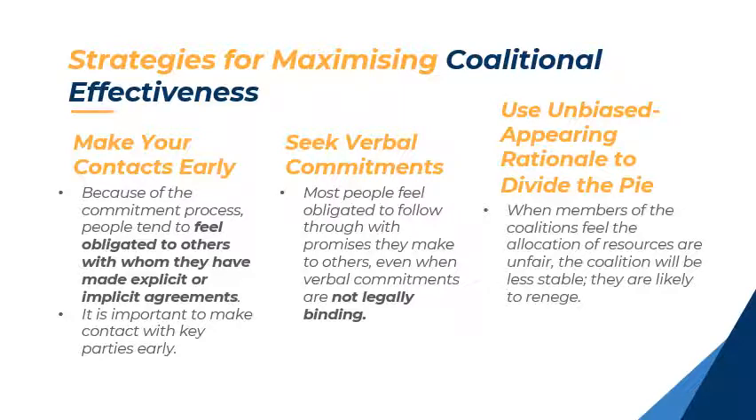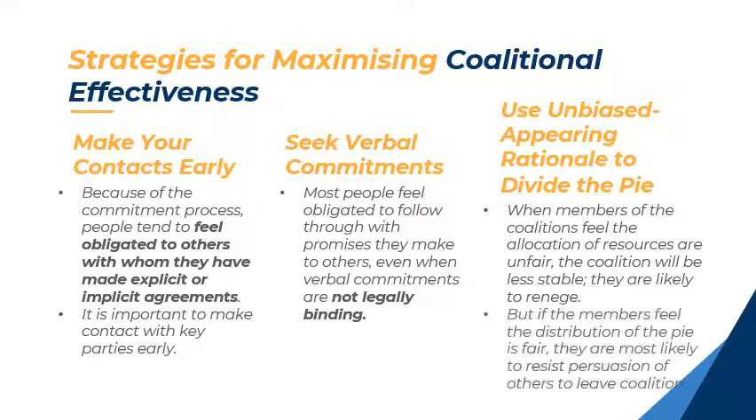When members of the coalitions feel the allocation of resources is unfair, the coalition will be less stable, and they are likely to renege. But if the members feel the distribution of the pie is fair, they are most likely to resist persuasion of others to leave the coalition. Therefore, these are the three strategies for maximizing coalitional effectiveness.